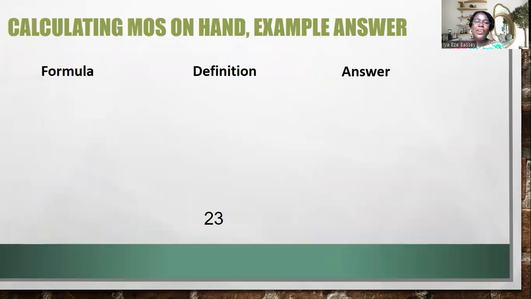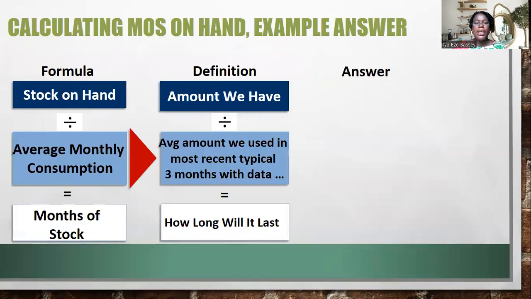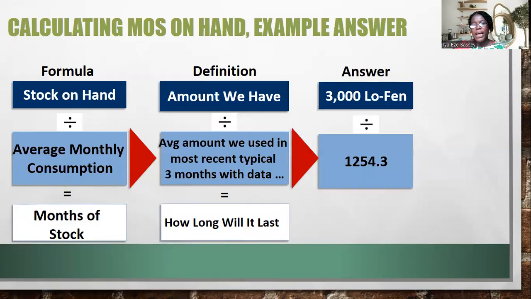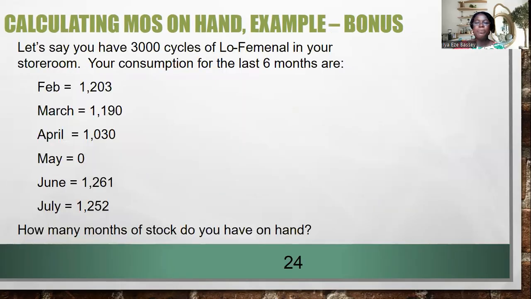All right. So let me put it out in full. We have our formula and the definition. So we have 3,000 Lo-Feminal, and our average monthly consumption from what I showed you there was 124.3. So if I divide 3,000 by that, I will get 2.4. So my months of stock is about 2.4 months.